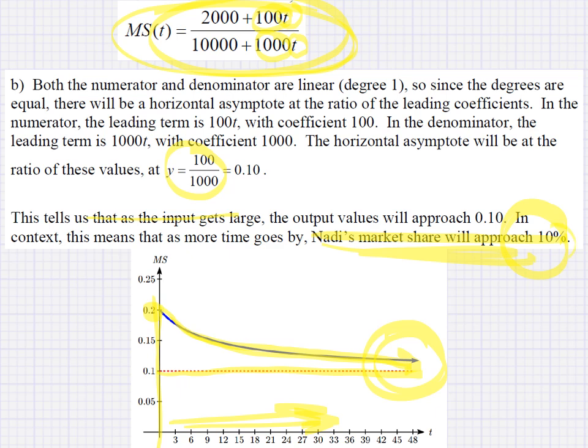She won't go below 10%. She'll never get below that. That's where she's going to get closer to as time goes on. So she's got to realize that her market share will decrease and approach that 10%. Obviously, you would want it to go up instead of go down. But still, if you're approaching a horizontal asymptote, it's not going to go up infinitely. It's going to go up and flatten out to a certain amount.